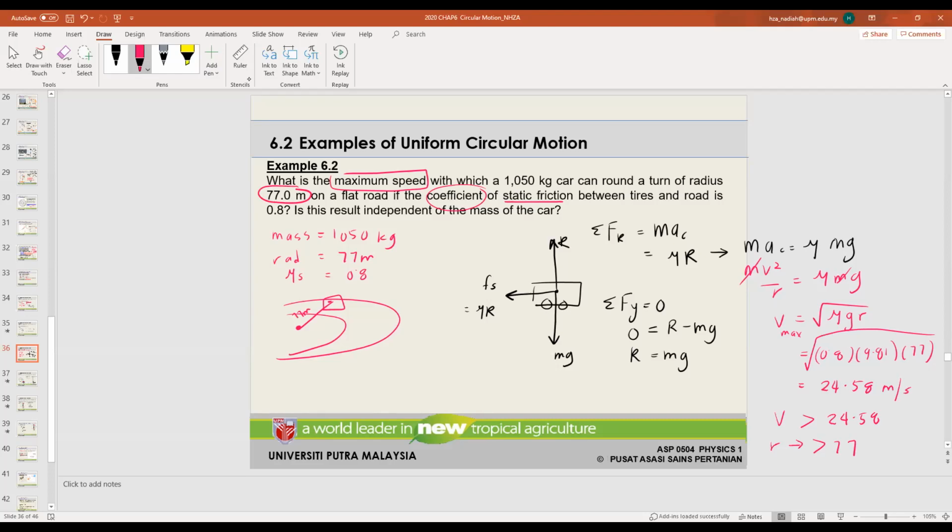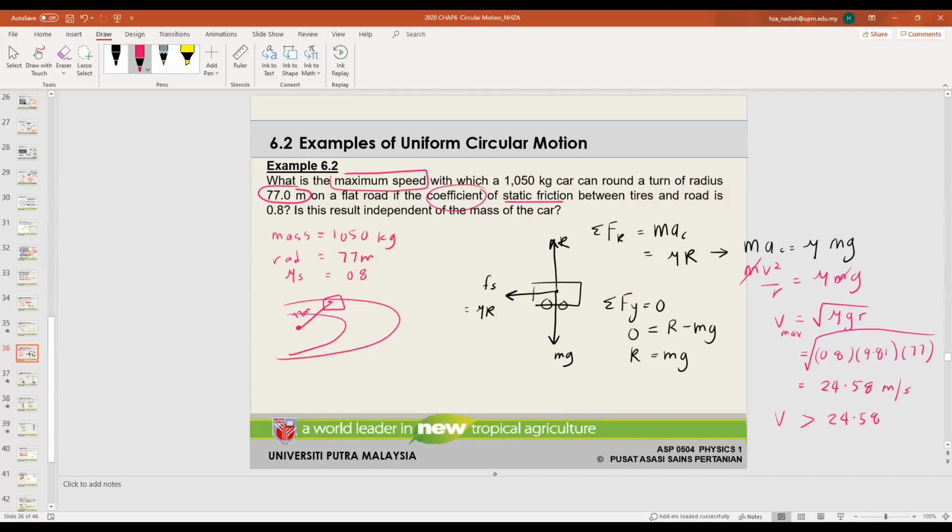What is the maximum speed? If it is more than that, your radius will be more than 77, which is not satisfactory because the condition wants 77. Okay, does that make sense? Do you understand? Or confused? Okay, right. It will never happen that your V is bigger but your radius becomes smaller. That will never happen.